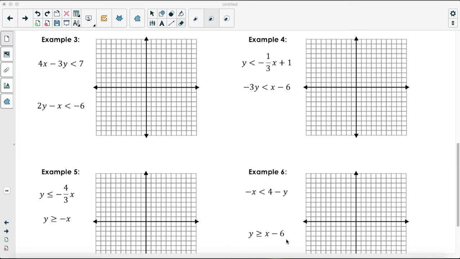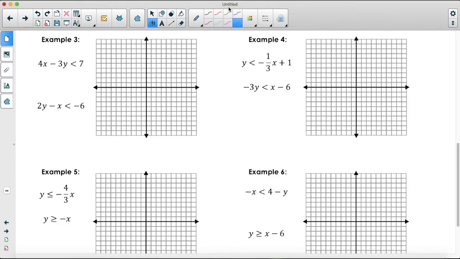solution set. So the first step we have to do is to make sure we put all of the inequalities into slope-intercept form, so that we can graph them by hand. Our first inequality is not in slope-intercept form yet, so we need to put it in slope-intercept form. We're going to subtract the 4x from both sides. We'll have negative 3y is less than negative 4x plus 7.